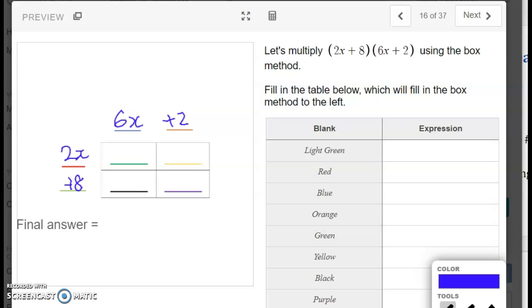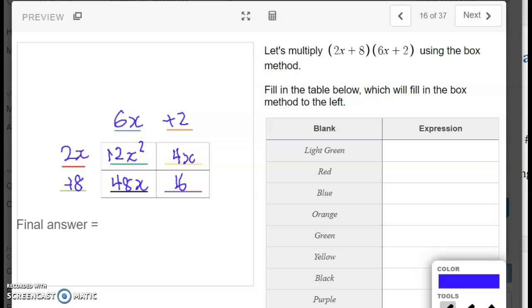So then that becomes 2 times 6 is 12x, and 2 times 2 is 4x. And then 6x times 8 is 48x, and 2 times 8 is 16. Oh, I made a mistake, haven't I? And this is a very common mistake that a lot of students make. 2x times 6x is 12x squared.